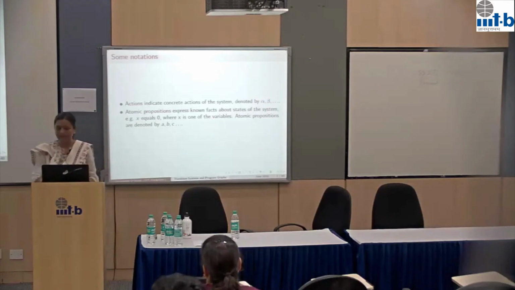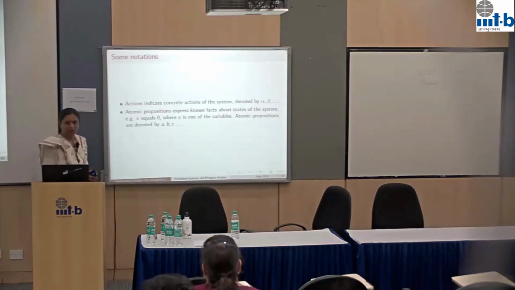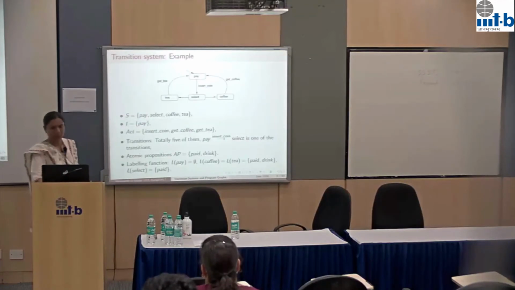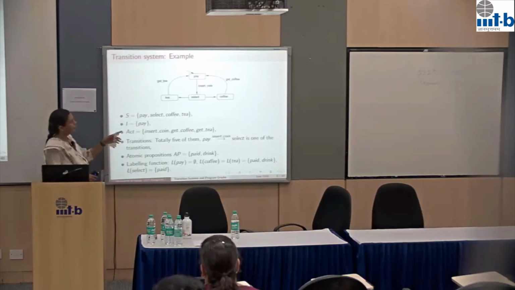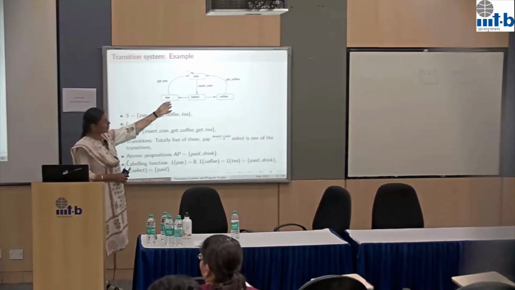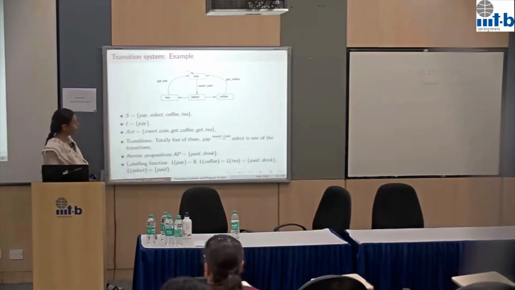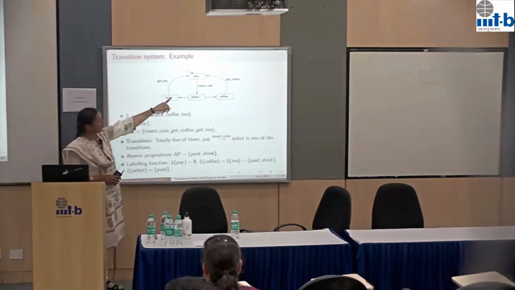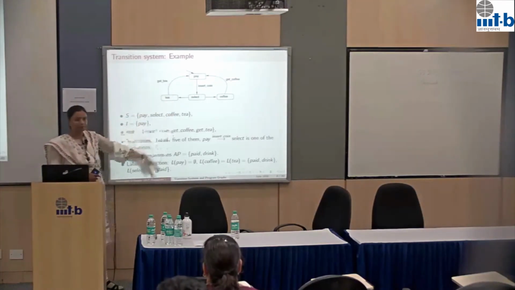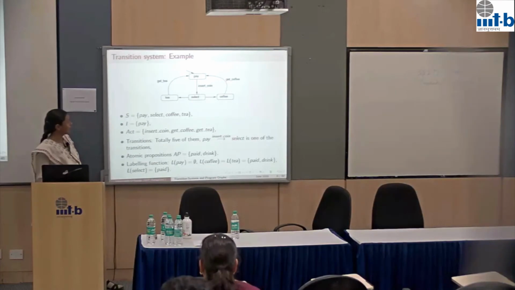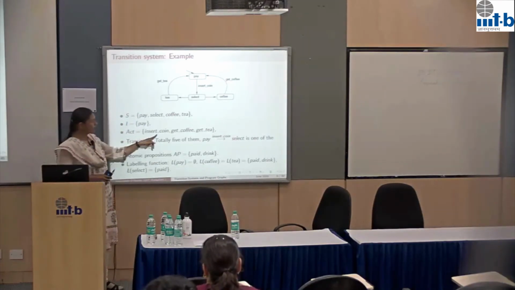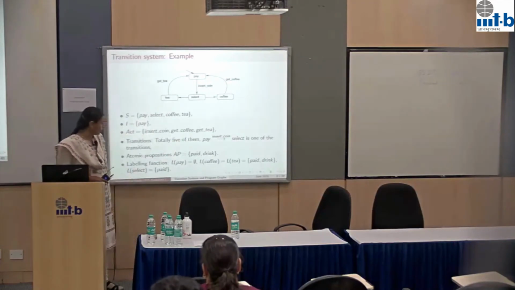So actions indicate concrete actions of the system. Atomic propositions, again I'll come back. So here is the same example. I've just written it out in the notation. So it has four states. What are the four states? Pay, select, tea, coffee. The initial state is pay. It has three actions: insert coin, get coffee, get tea.